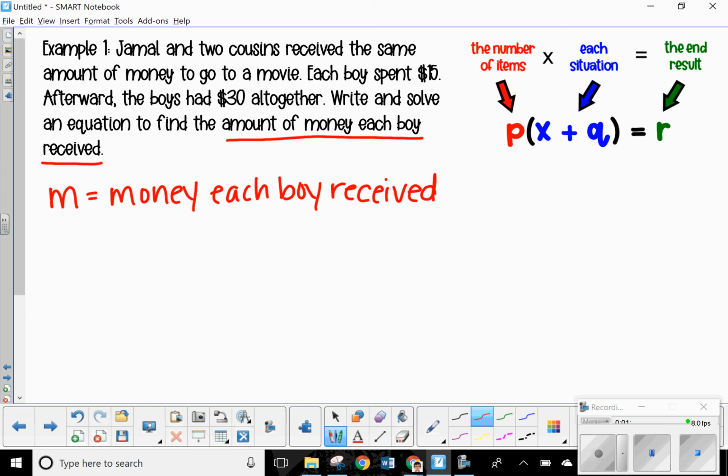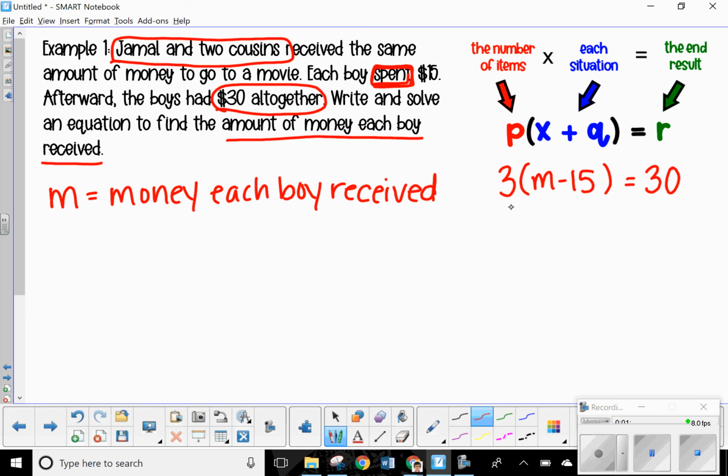Now we're going to figure out our equation. So we know that Jamal and two cousins were involved. So that's 3 boys. So the number of people is 3. Next, we want to find out what each situation is. Well, we know that they had some money, but they spent $15. The key word is spent. This means that we're subtracting 15. And our result is the end. Afterwards, the boys had $30 altogether. So our equation is 3 times the quantity M minus 15 equals 30.